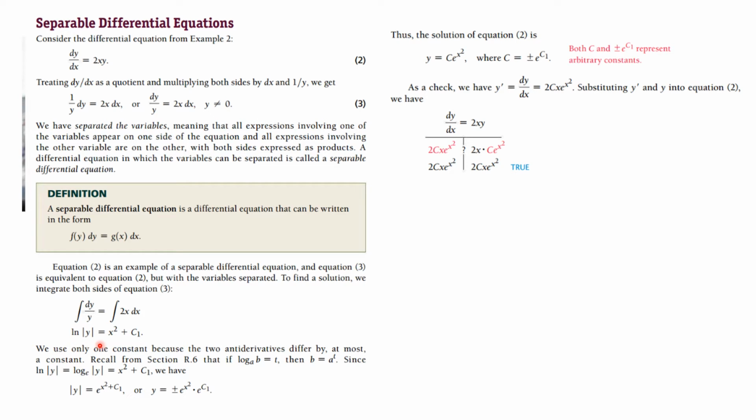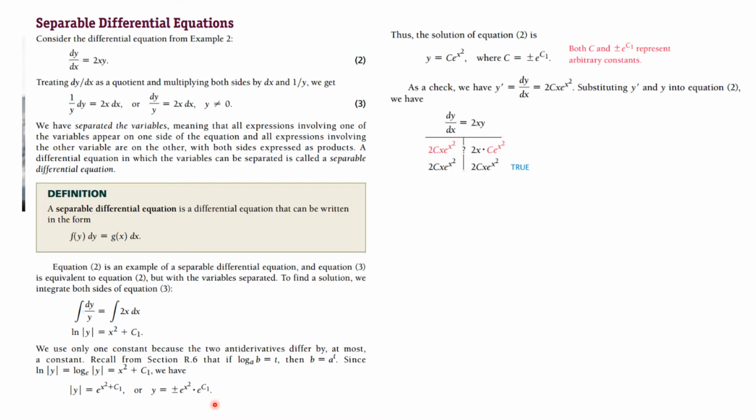Here we get the natural logarithm of the absolute value of y is equal to x squared, and then we have a constant of integration, and we can make one constant of integration. Whenever we do this, we can also write this a different way. If this side is equal to this side, then e raised to this side is equal to e raised to this side. So we get the absolute value of y, which is e to the ln absolute y, is equal to e raised to the x squared plus c1. But e to the x squared plus c1 in the exponent is the same thing as e to the x squared times e to the c1.